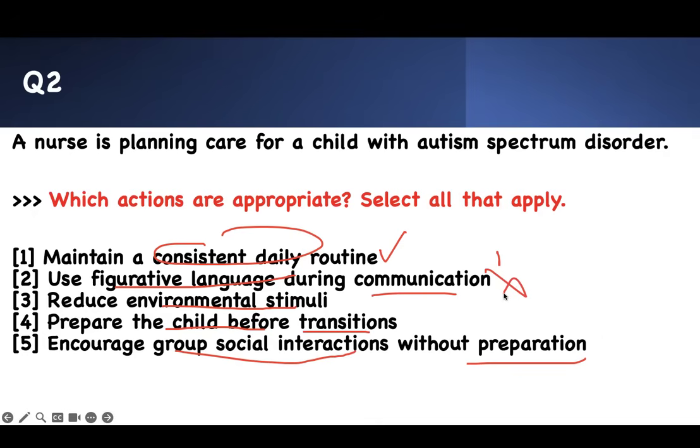Use concrete communication. Reduce stimuli as much as possible. You got to prepare the child before transition. Transition creates anxiety. If a nurse is taking over, you got to tell the kid that somebody is taking over. The nurse is going to introduce that person to the patient so that they know they are already prepared. That's good. You cannot encourage social interaction without preparation. Same thing. We should encourage social interaction. Don't restrict them just because of their language. But before you do that, prepare the kid to reduce anxiety. Therefore, 1, 3, and 4 are your right answer.